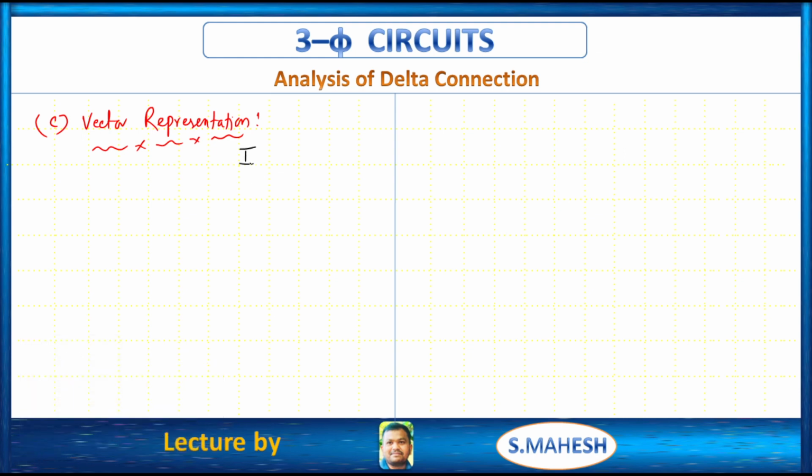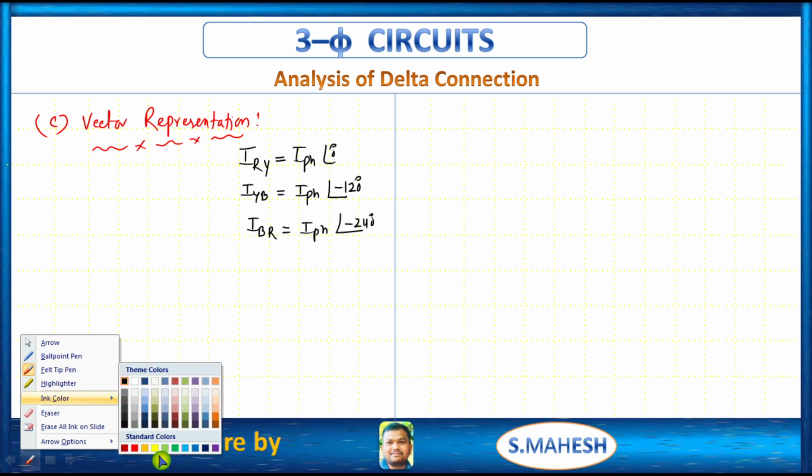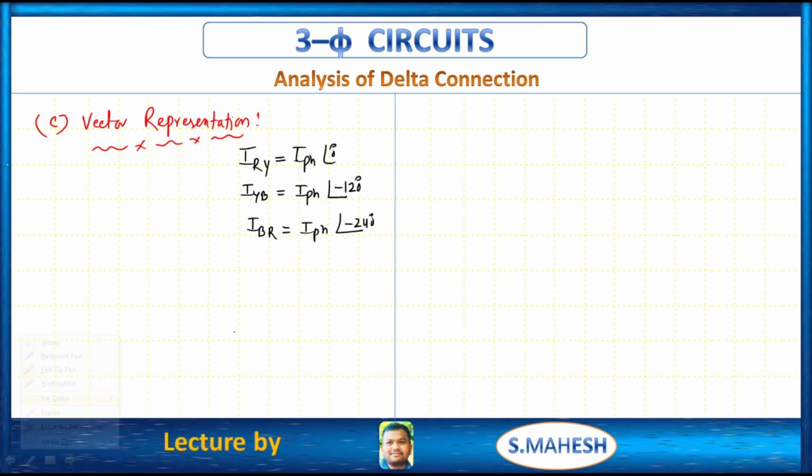Okay, you can consider any. Here I am considering phase currents. So nothing but phase currents, right? I_RY, I_YB, which is nothing but the phase current at an angle of minus 120 degrees. Like that, I_BR at an angle of minus 240. Okay, so for that we can draw these phasors.